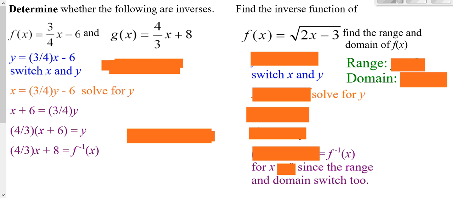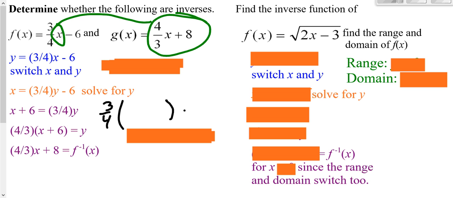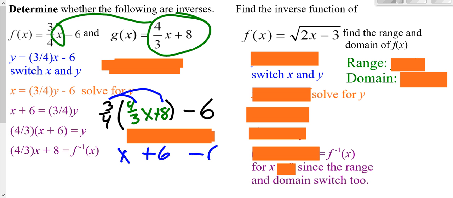A second way you could do that would be to take this right here and plug it in right here. So if I write f out, and then plug in g into that spot, if this simplifies down to x, then they are inverses. If I distribute this through, I get x. Distribute it through here, I get plus 6. Still with the minus 6 over here, it gives me x. So that's a second way I could have determined if these were inverse functions or not.